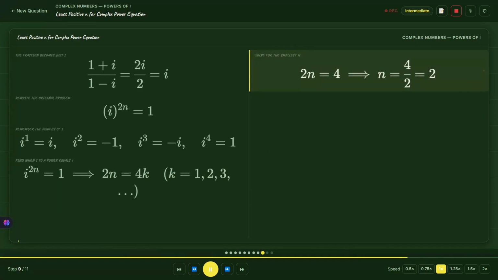We want the smallest positive n. The smallest multiple of 4 is just 4 itself. So 2n equals 4, and n equals 2.